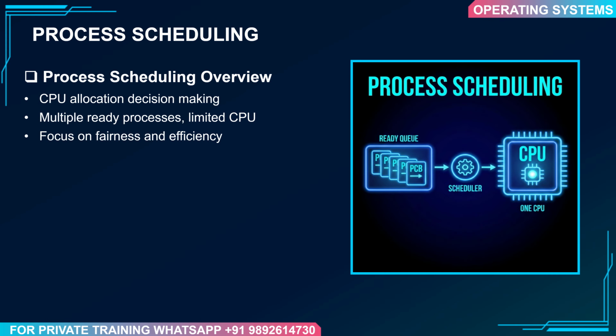So now the natural question is this. When there are many processes ready to run and only one CPU or a limited number of CPUs available, how does the operating system manage this situation fairly and efficiently? That is exactly where process scheduling comes in.